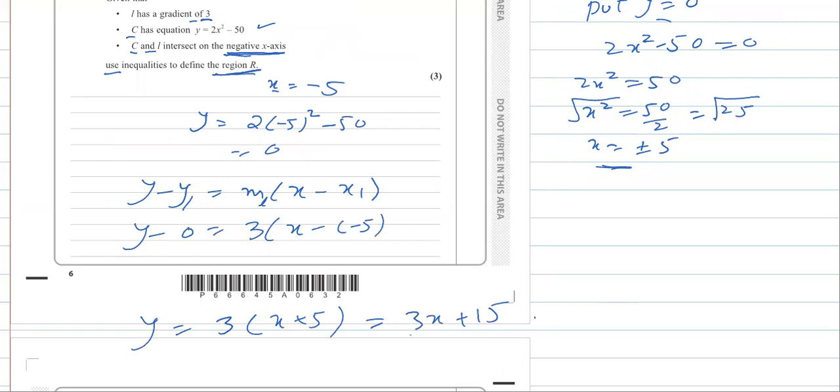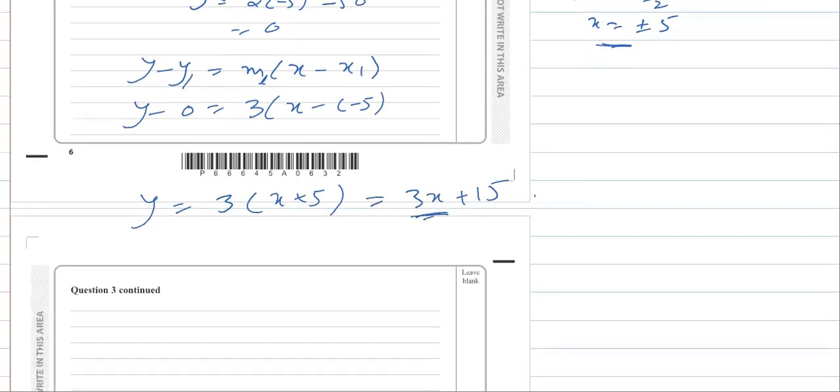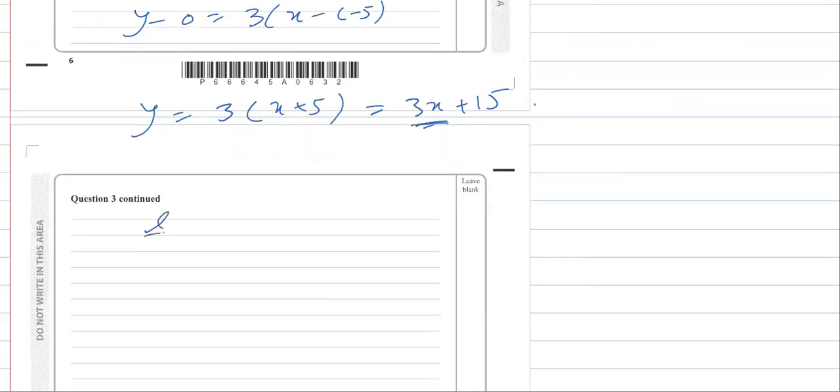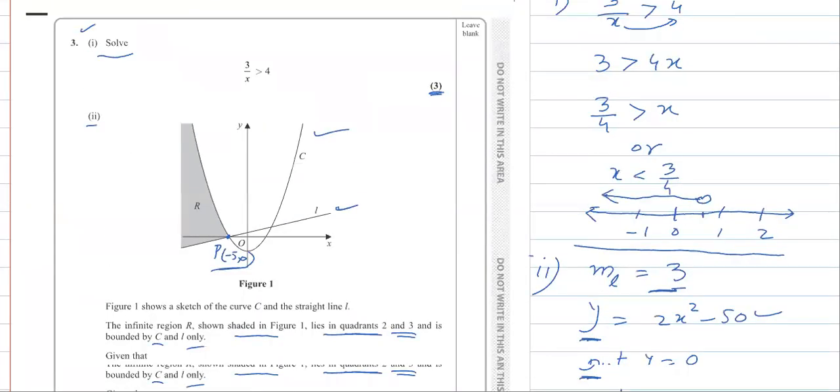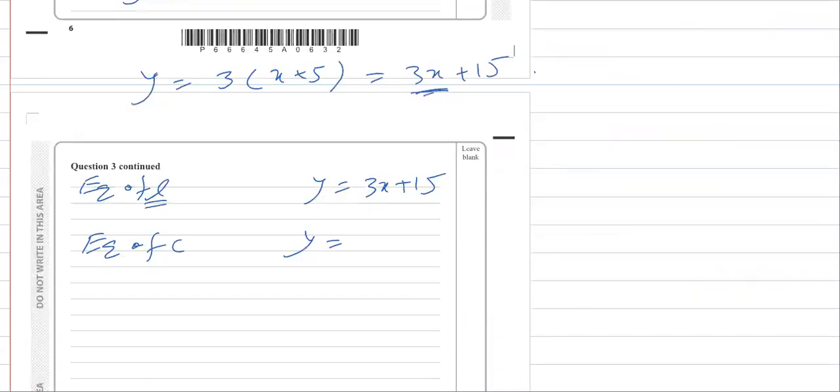And now, if I write both the equations here, for the line L, we have the equation of the line L is y is equal to 3x plus 15, and the equation of the curve C, if we look at that one, it's given that y is equal to 2x squared minus 50. So it is 2x squared minus 50. That is the equation of the curve that we are having here. These are the two curves. But we have to make the inequalities.